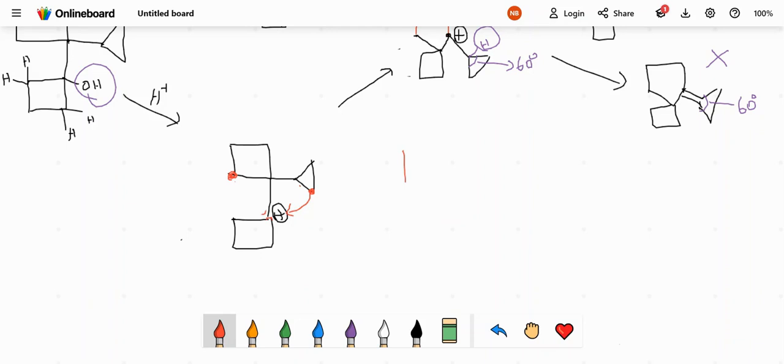Look at this. Once again, I'm showing one more possible product. This ring will be as such, but the cyclopropane ring is detached here. And look at this.